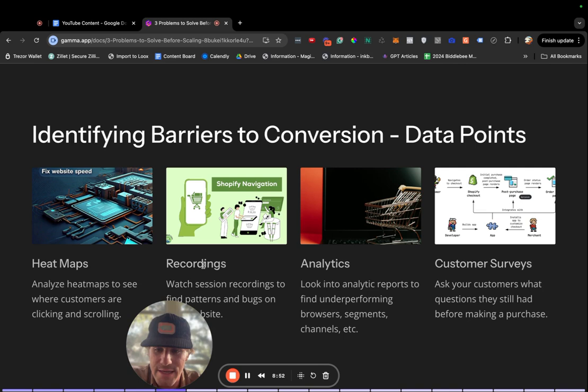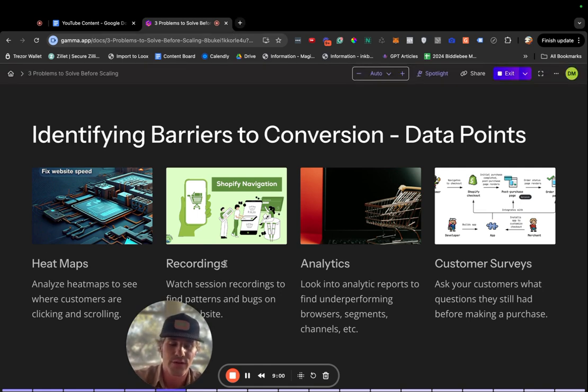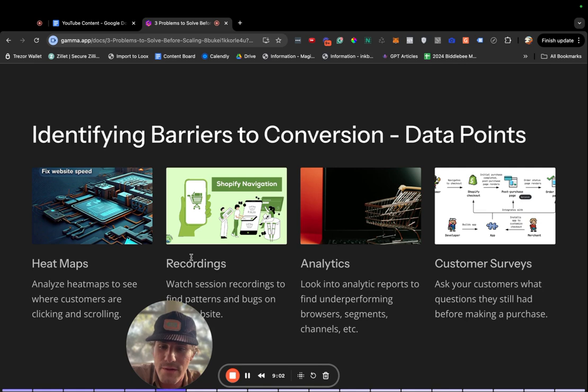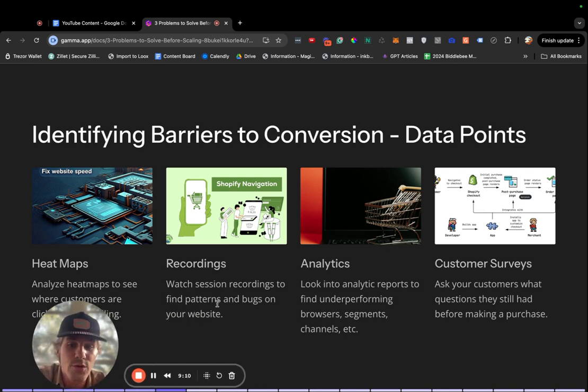So heat maps and session recordings are both extremely valuable and free if you use Microsoft Clarity. It's free to install. It's an incredible platform that's going to give you incredible analytics. It's going to give you heat maps to see where your customers are clicking, where they're scrolling. It's going to give you session recordings so you can actually find and watch patterns as people scroll through your website, add things to cart, right?